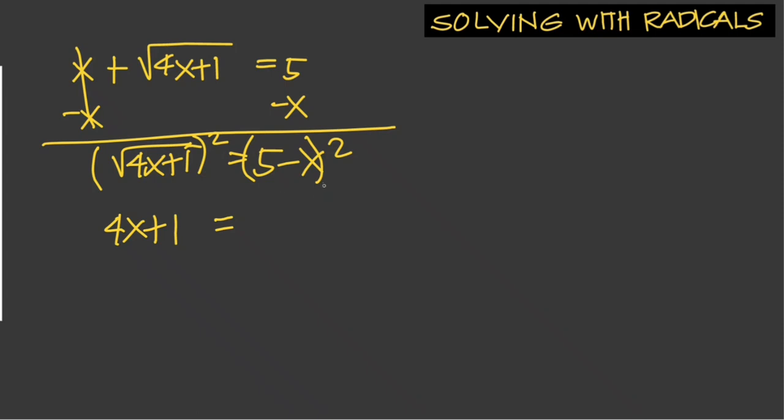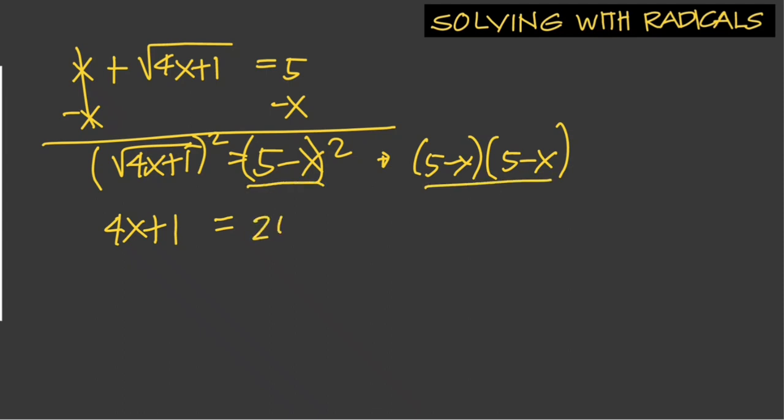5 minus x squared. This one can be written as 5 minus x times 5 minus x, and then you can do FOIL if you don't memorize the special products. So this one, the 5 minus x squared, is just equal to 25 minus 10x plus x squared. And then we reorder terms here, and then we make the equation equal to 0.